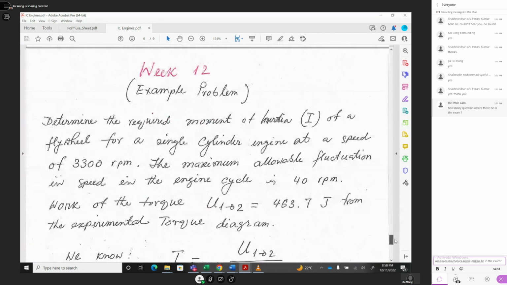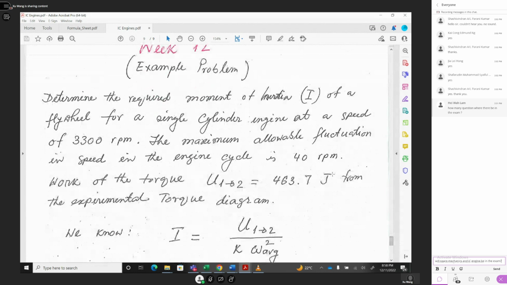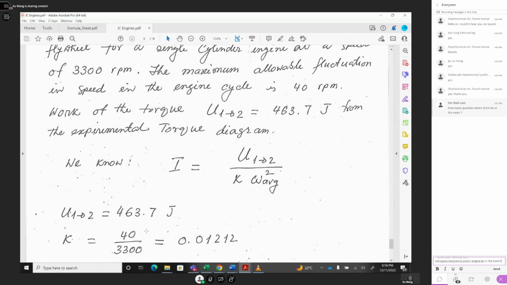Give an example. Determine the required moment of inertia of a flywheel for a single cylinder engine at a speed of 3,300 RPM. This is the average rotation speed. And the maximum allowable fluctuation in speed will be 40 RPM. This is the fluctuation range, maximum minus minimum, 40 RPM. The work of torque is 463.7 joules. Then you get I from the formula, energy divided by k divided by omega squared. And this k you can calculate: 40, which is the range of omega maximum minus minimum, divided by the average omega, equal to 0.02, right?